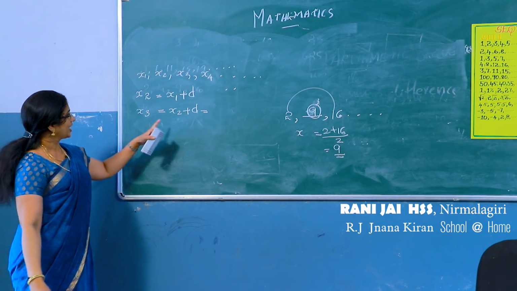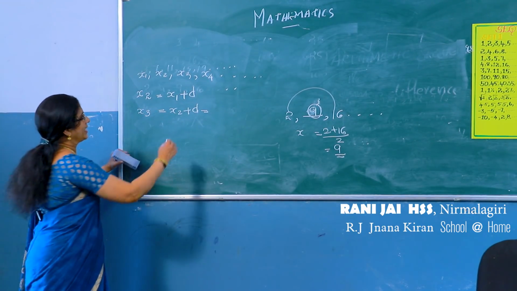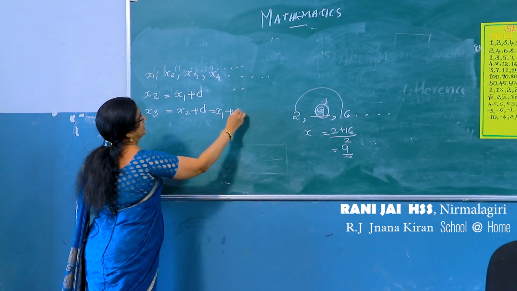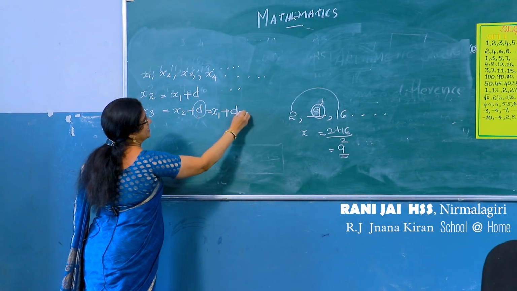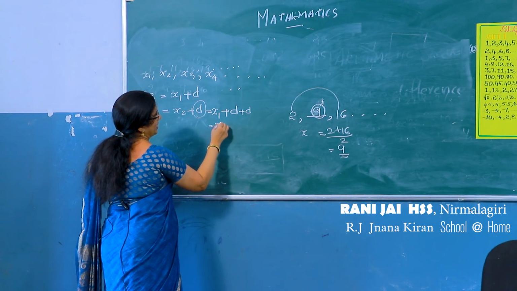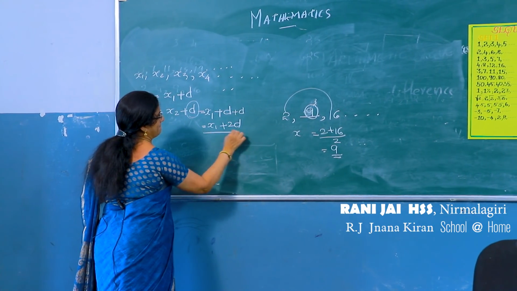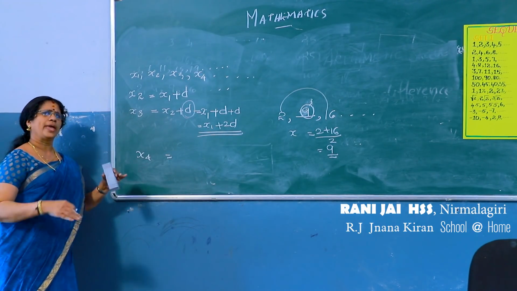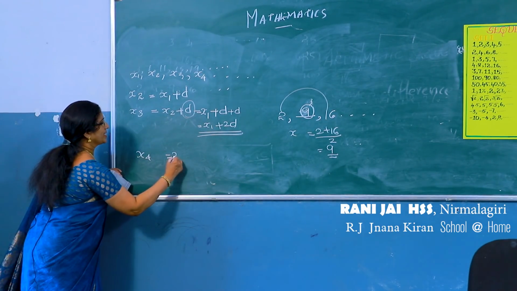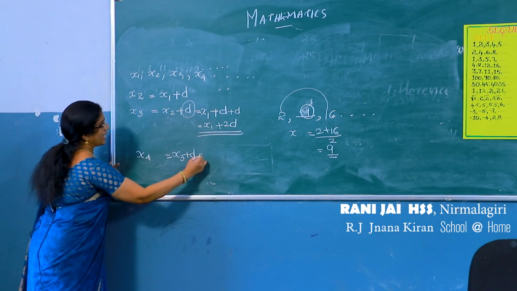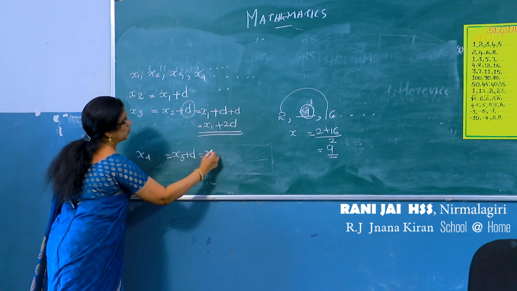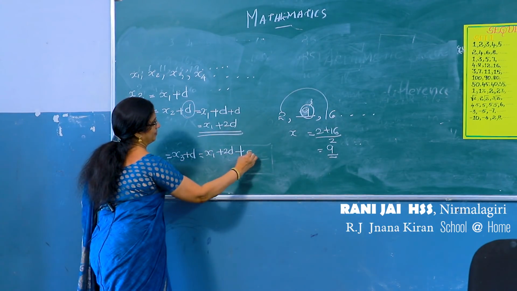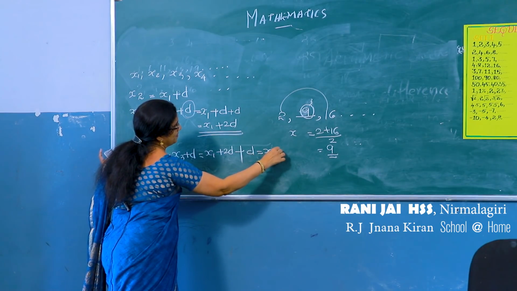So we can rewrite x2 as x1 plus d, and the d that is already present here, plus this d, is equal to x1 plus 2d. Again, x4 is equal to x3 plus d, no? But what is x3? x1 plus 2d, plus this d. That is equal to x1 plus 3d.